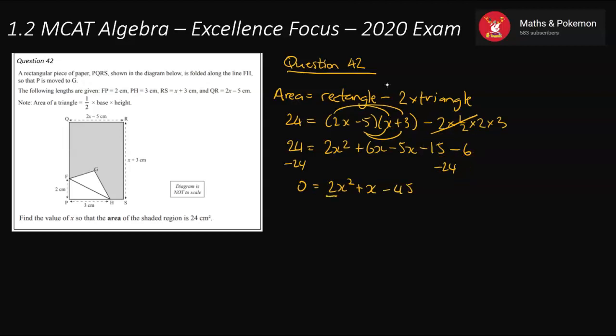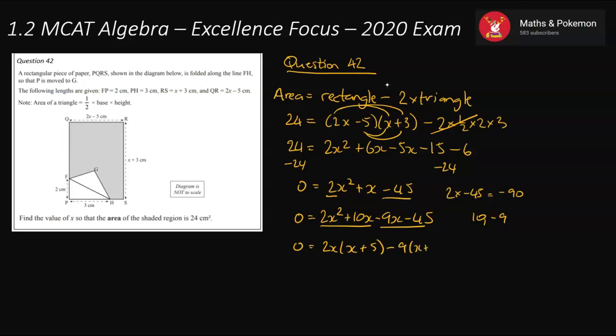We're now going to factorize using the grouping method. So 2 times negative 45 is negative 90, and 10 and negative 9 add to the positive 1 here, and multiply to negative 90. So let's split up the 1x into 10x and negative 9x. So 0 is equal to 2x squared plus 10x minus 9x minus 45. Factorize our groups. So group number 1, group number 2. 0 is equal to 2x(x plus 5). And then these have a negative 9 in common, (x plus 5).